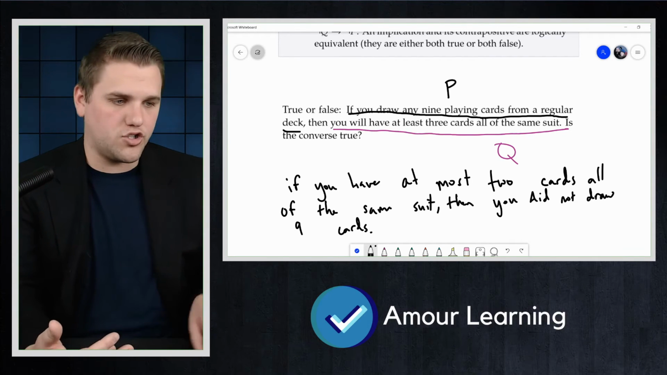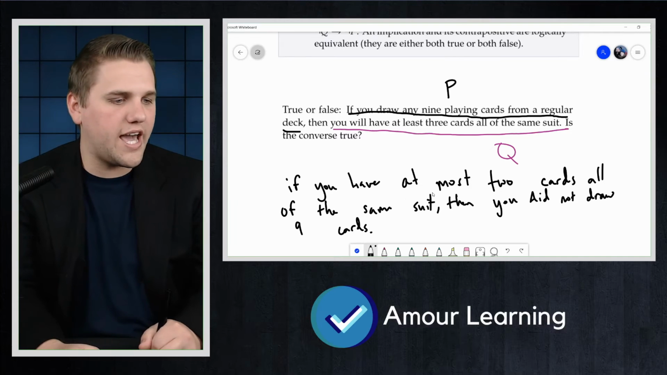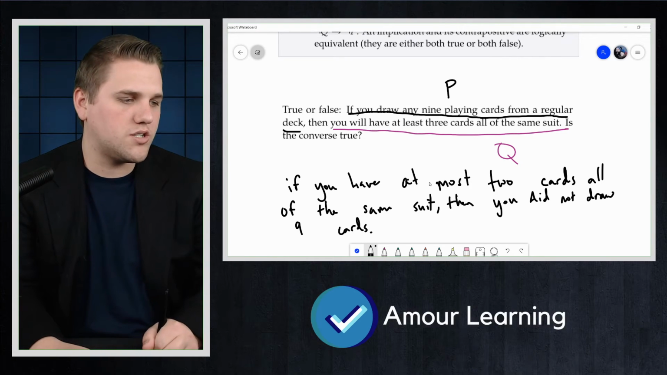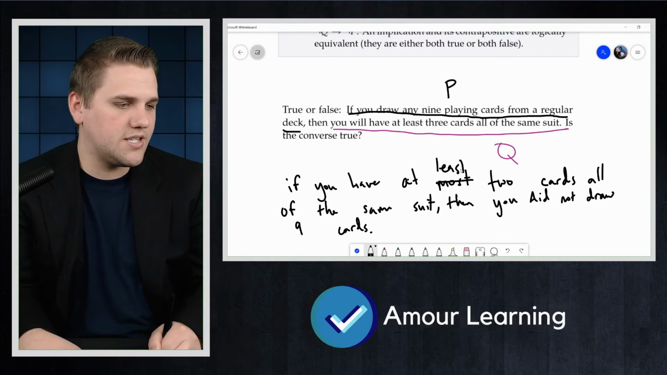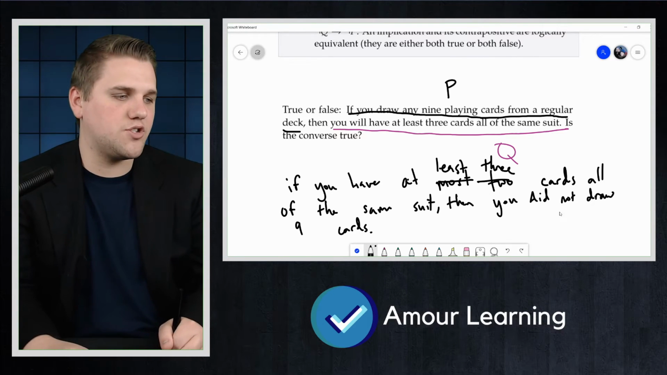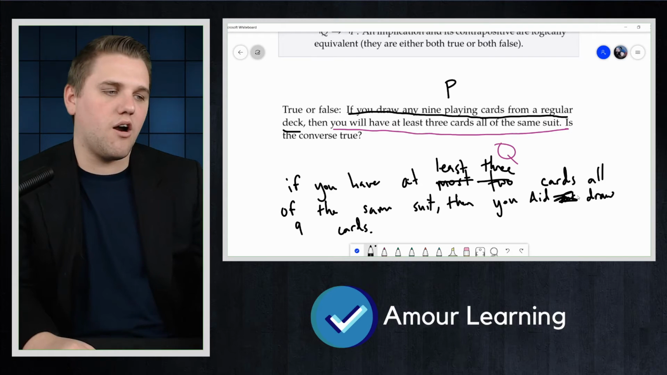Is the converse true? So in this case, instead of if you have at most 2 cards, it would be: if you have at least 3 cards, all of the same suit, then you did draw 9 cards.